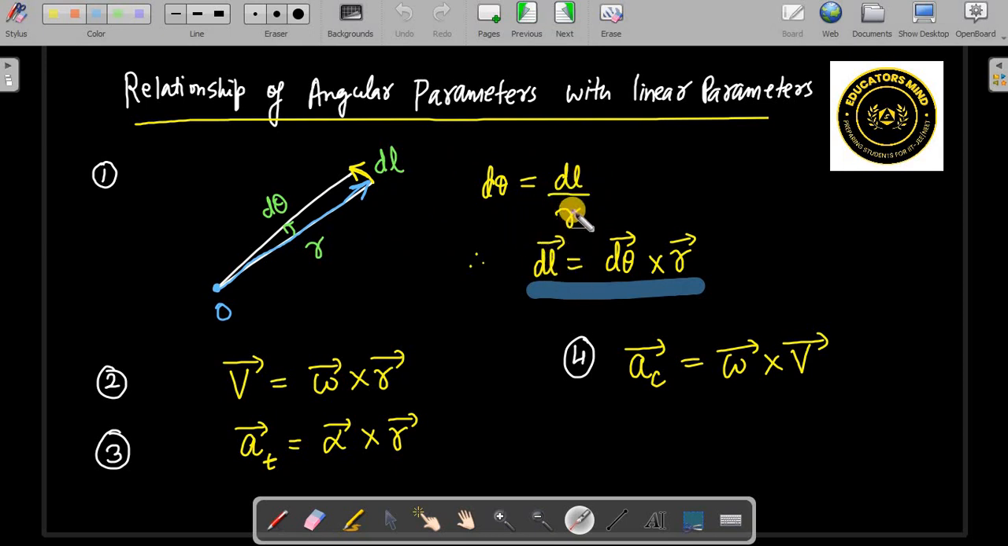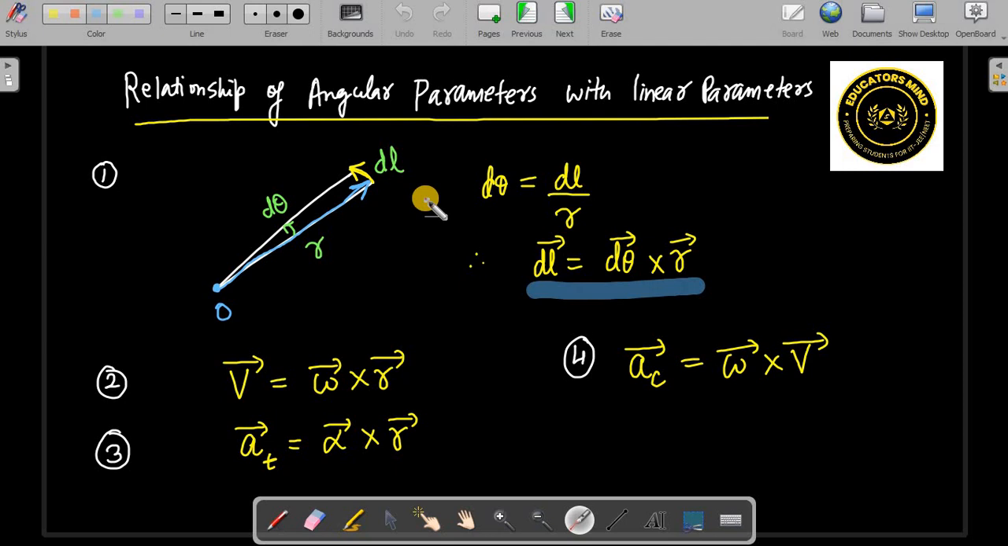Now when you bring it this side, you may write dl is equal to d theta into r, but in terms of vectors you can write it like this: dl vector is equal to d theta vector cross r vector. Now you may wonder whether d theta, the small angular displacement, is a vector quantity or not. Yes, it is a vector.